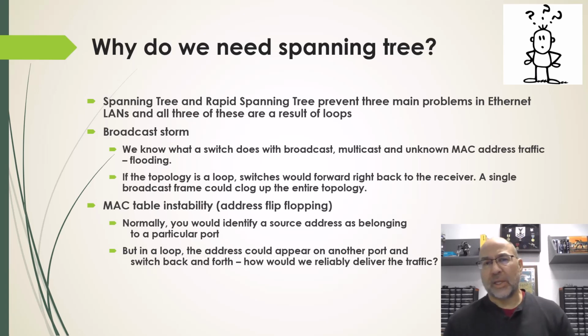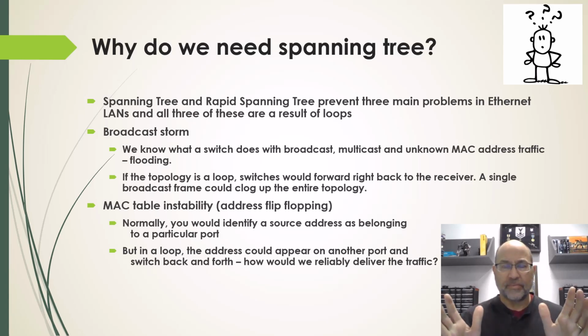Okay, so why do we need spanning tree? When you have a loop, it creates a couple of problems. It creates a broadcast storm. What does a switch do with broadcast, multicast, and unknown MAC address traffic? It floods it, right? What if I've got switches connected in a loop and switch 1 says, I'm going to flood this out all ports except for the one that it came in on? Well, then it sends it to other switches and they do the same thing. And so what happens is this continually circulates in that way.